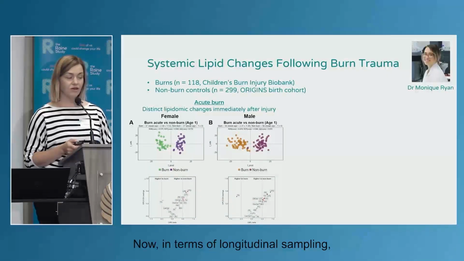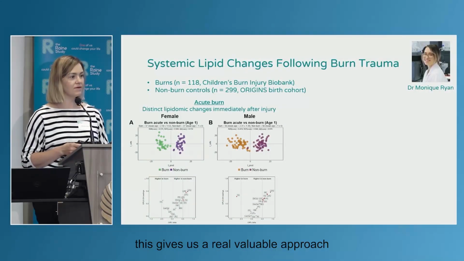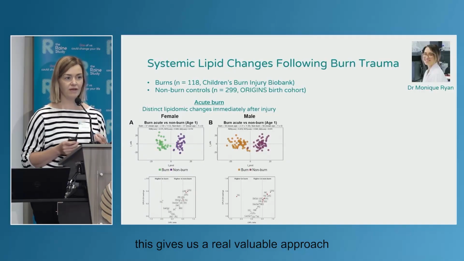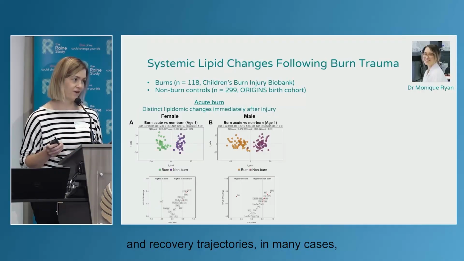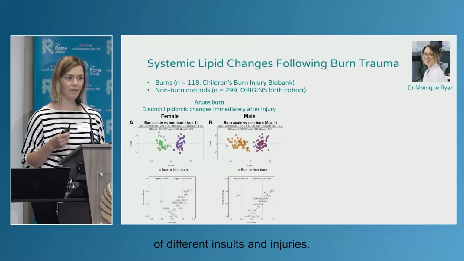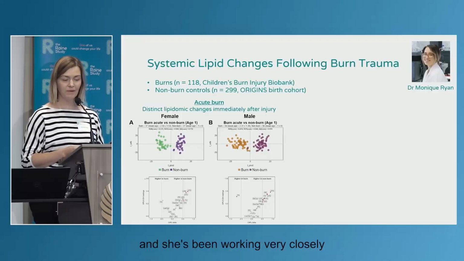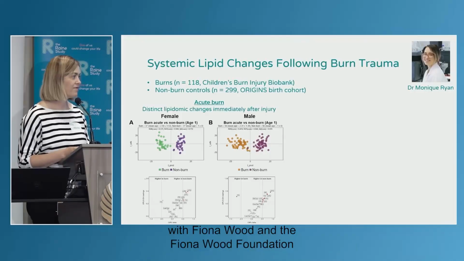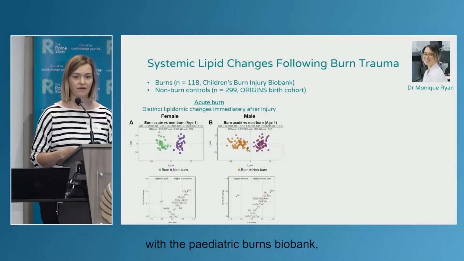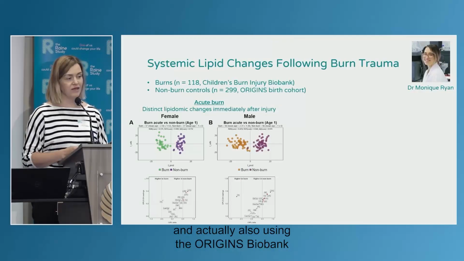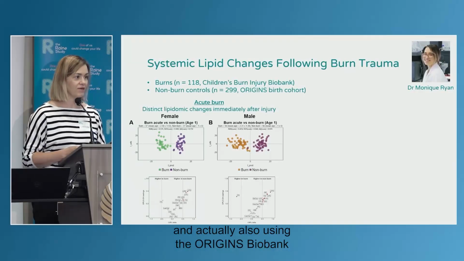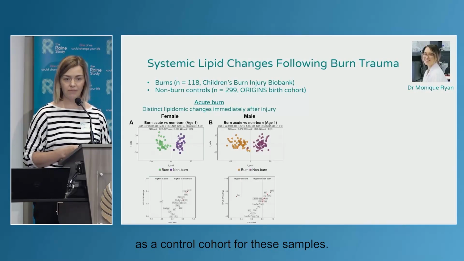Now, in terms of longitudinal sampling, this gives us a real valuable approach to actually looking at the trajectories and recovery trajectories in many cases of different insults and injuries. In this case, work that's been done by one of our postdocs, Dr. Monique Ryan, and she's been working very closely with Fiona Wood and the Fiona Wood Foundation with the Pediatric Burns Biobank, and actually also using the Origins Biobank as a control cohort for these samples.